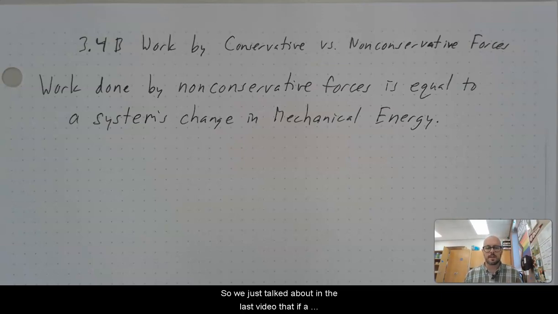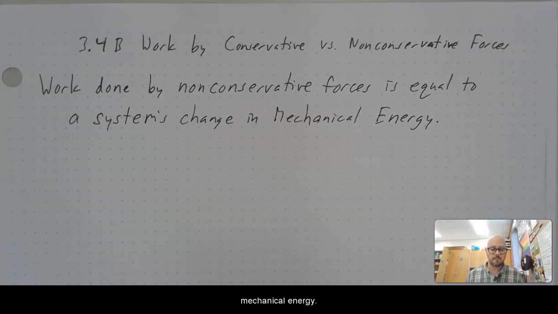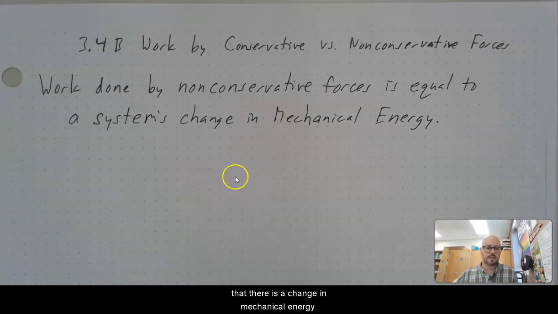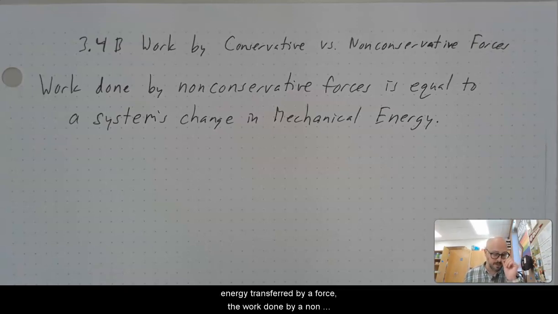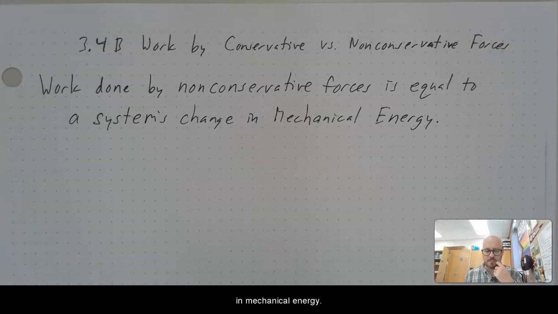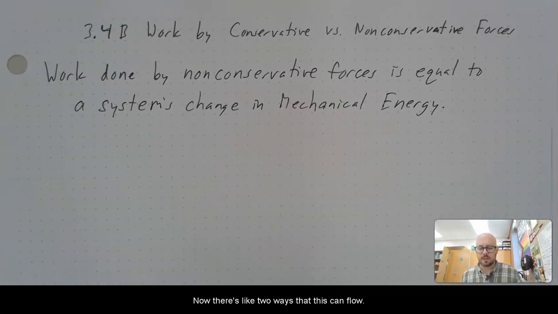So we just talked about in the last video that if a conservative force does work, we have no change in mechanical energy. But if a non-conservative force does work, there is a change in mechanical energy. Since work is defined as the change in energy, or the energy transferred by a force, the work done by a non-conservative force must be equal to the system's change in mechanical energy. Now, there are two ways that this can flow.